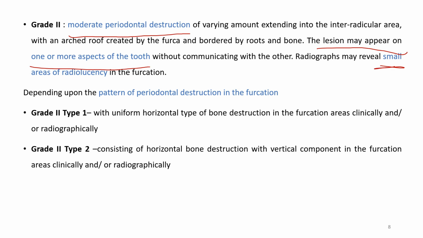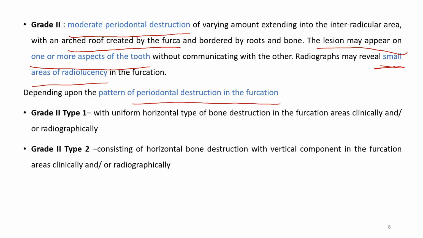Radiographs also will reveal small areas of radiolucencies. One more thing is there, that there will be an arced roof created by the furcation. If you imagine grade 2 furcation involvement, then you will find that there would be an arced roof where there will be vertical bone loss and there will be formation of a triangular shaped furcation involvement in case of grade 2 furcation involvement.